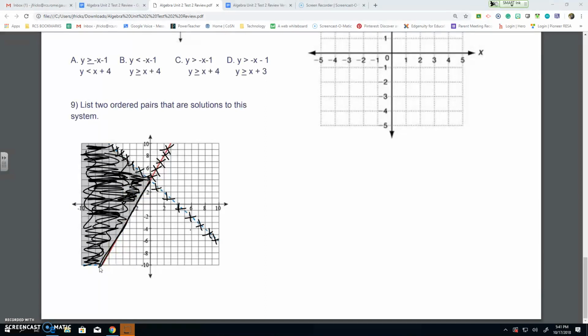So any two solutions you could have picked, you could have picked a lot of different things. You could have picked -2, 0. That's a solution that's located right here. You could have even picked something that's not on the line. You could have picked something back here like -8, -2. That's a solution, so -8, -2. As long as it's in the shaded area, or the solid line bordering the shaded area, those are solutions.